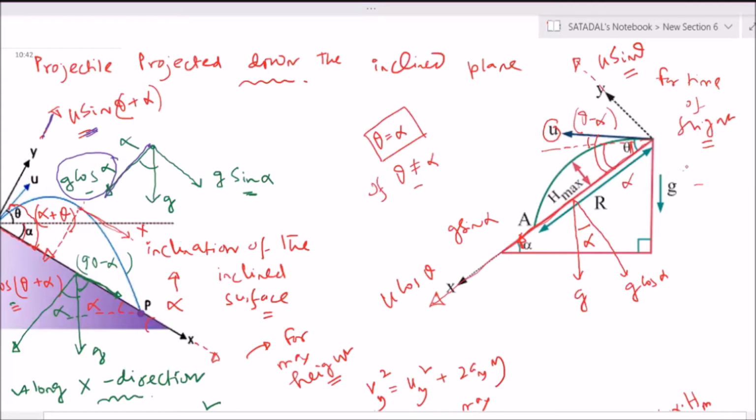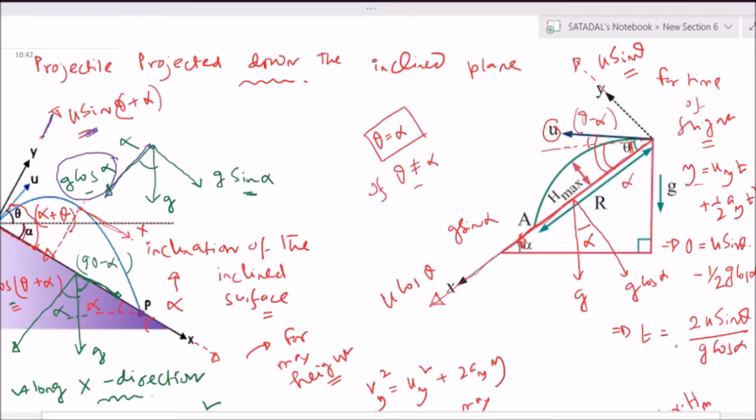So I will be using this equation, y is equal to uy into t plus half ay into t square. So that means 0 is equal to, what is uy? uy is equal to u sine theta into t minus half, and what is ay? ay is g cos alpha, into t square. I hope you are understanding. So how much is t coming? t is coming to be 2u sine theta divided by g cos alpha. That's it.